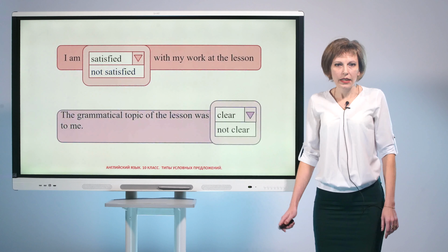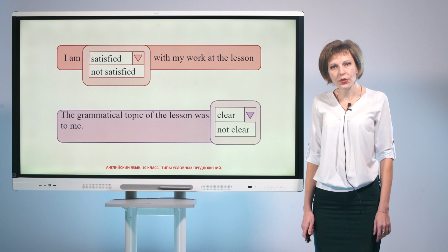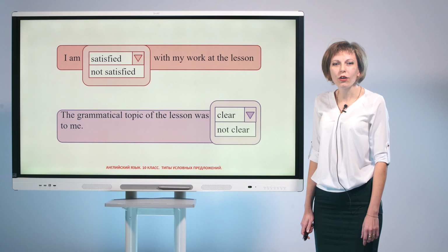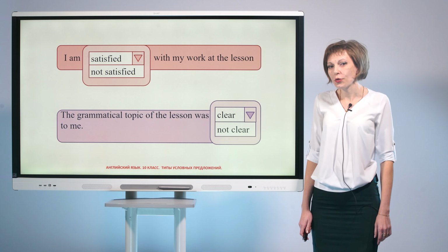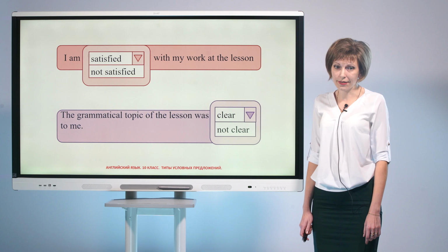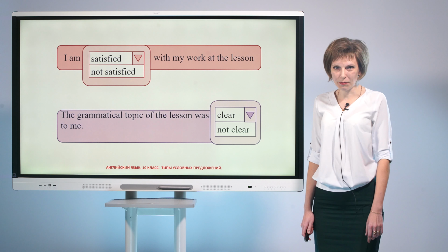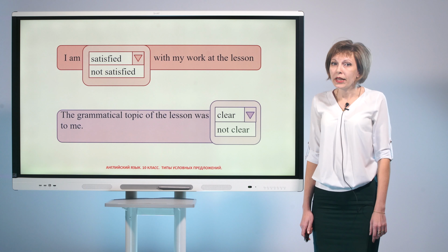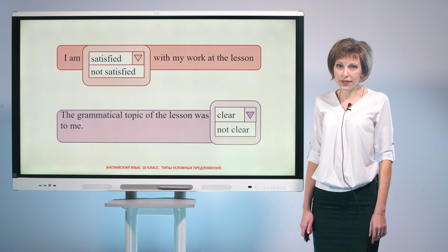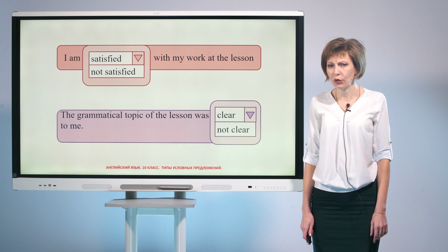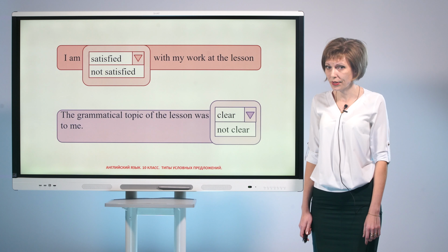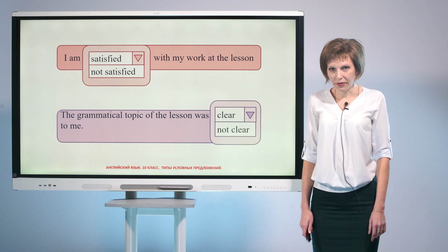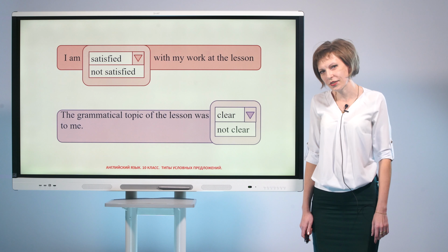Okay, but now I would like you to estimate your personal level of success during this lesson. I hope all of you, most of you, have just chosen I'm satisfied with my work at the lesson and the grammatical topic was clear to me. But if there are still pupils who haven't understood this grammatical rule, may rewatch this lesson and do the tasks given in it. I also hope that you will use all those tips about health that were given in this lesson. I do believe that you have understood this grammatical lesson.